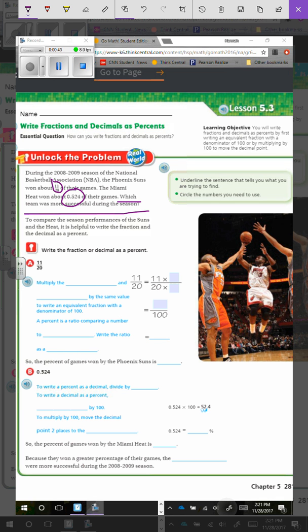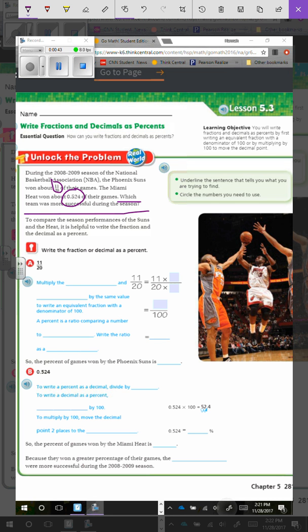they won. Part A is to write the fraction. To compare the season performances of the Suns and the Heat, it is helpful to write fractions and decimals as a percent. So then we know what percent of the games that they won. So part A is to write the fraction or decimal as a percent.